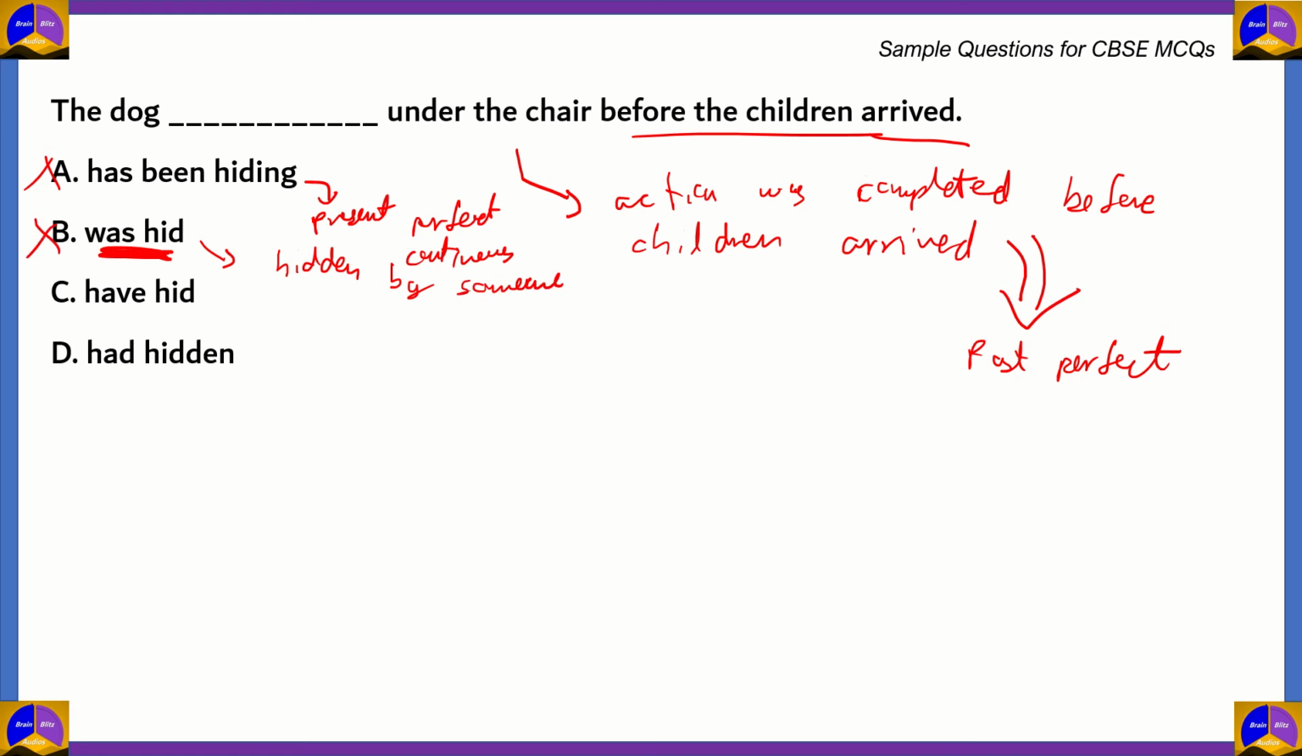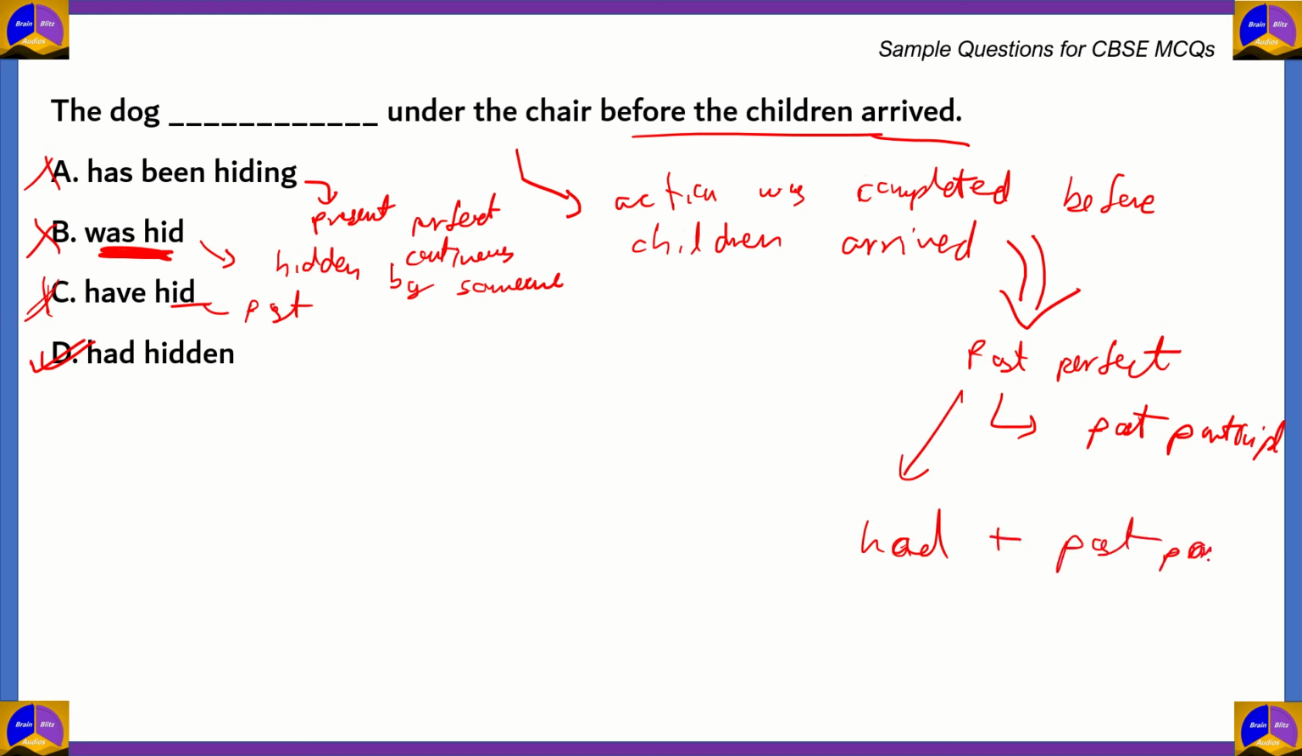Option C says have hid. Again, hid is simple past, while in the past perfect tense, we almost always use the past participle. So therefore, option C is also incorrect. The correct option is option D, had hidden. So in the past perfect, we use the past form of has, which is had, and then we use the past participle, which is hidden. So option D, had hidden, would be the correct option.